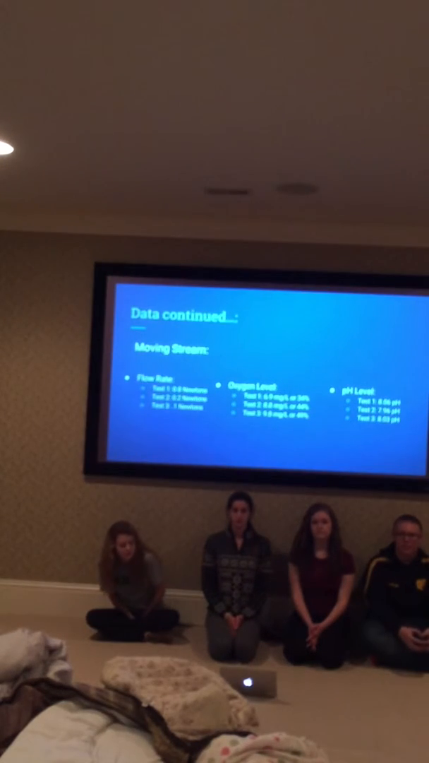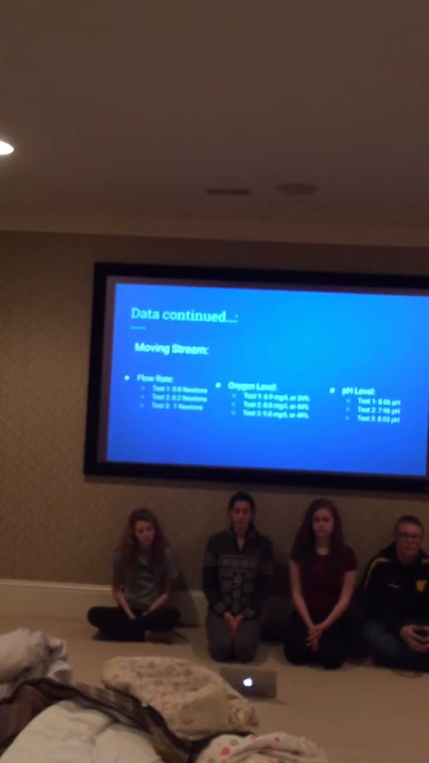Okay, and then we went to the moving stream, and we found the flow rate was about 0.5 newtons, and then we found the oxygen level was about 8.5, and then for the pH level we found it was around 8.